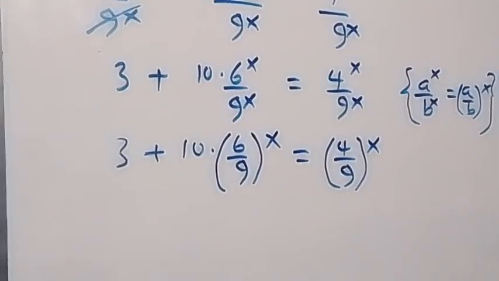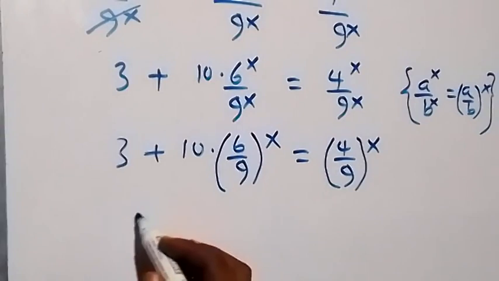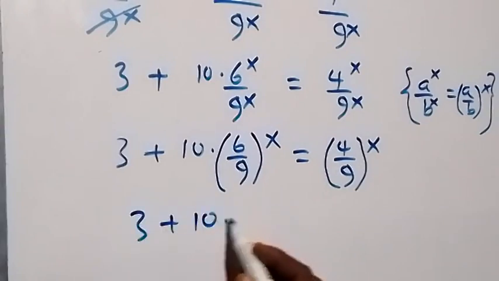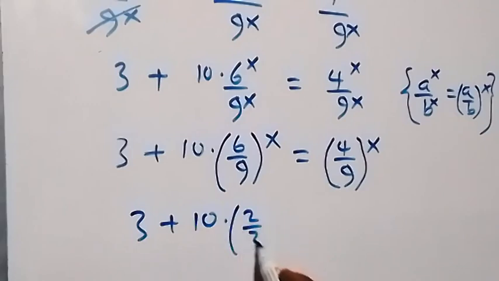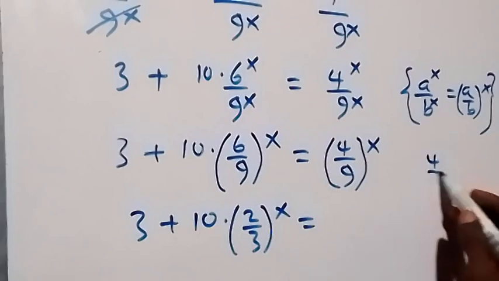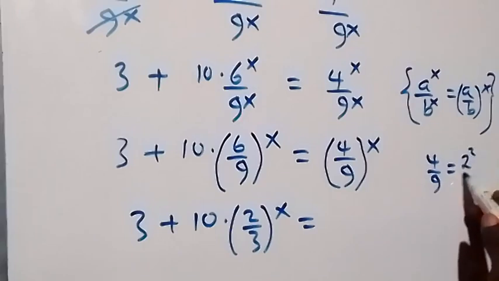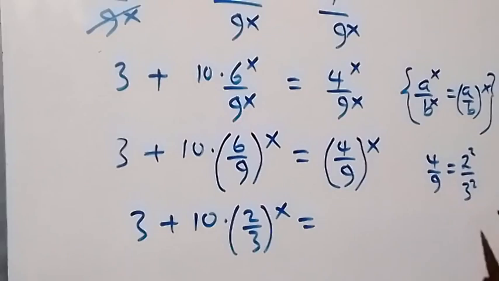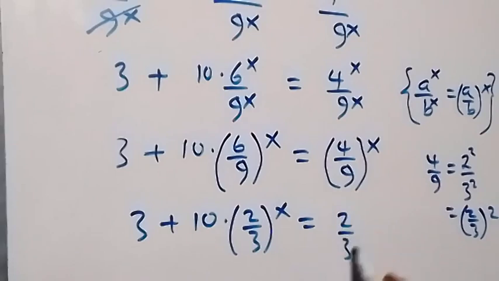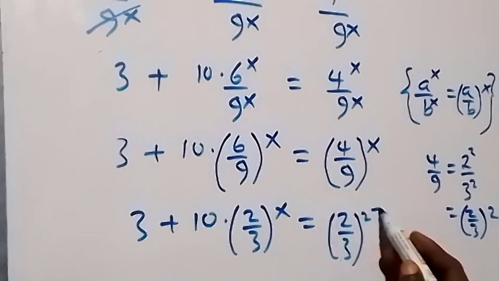Then in the next step, we can reduce this. 3 goes into 6, that's 2, and 3 goes into 9, 3. So we have 3 plus 10 times 2 over 3 raised to power x. Also on this side, 4 over 9 can be written as 2 squared over 3 squared, and applying this format, we can write this as 2 over 3 all squared, then raised to power x.